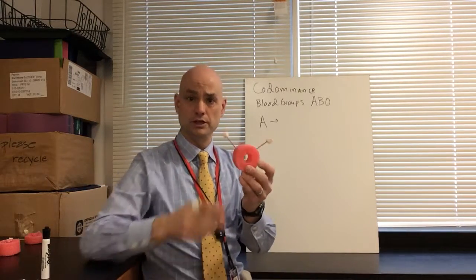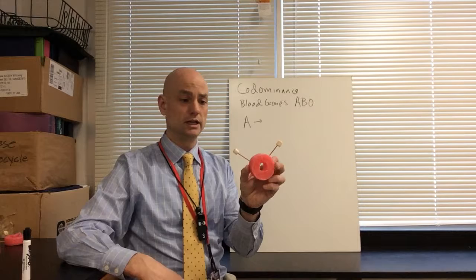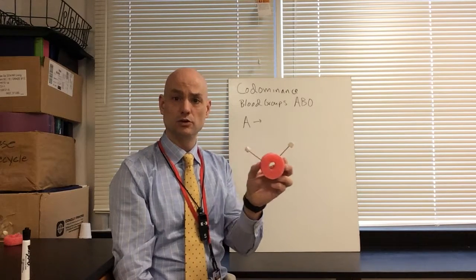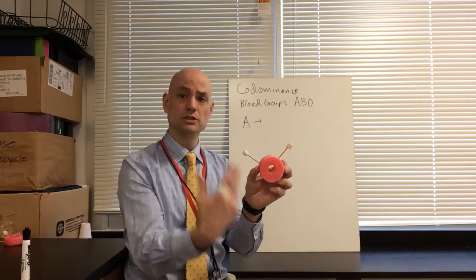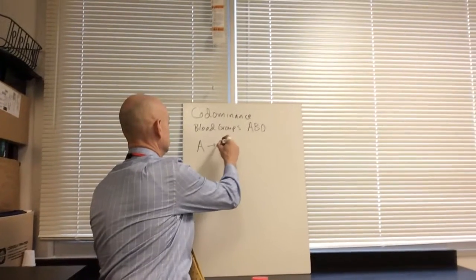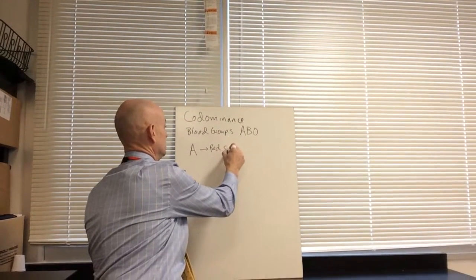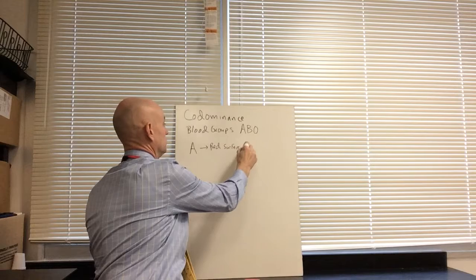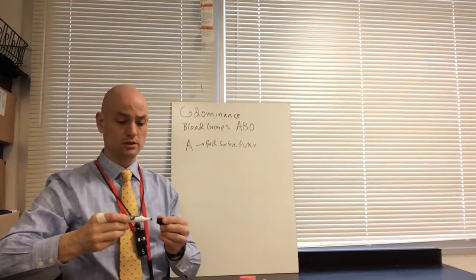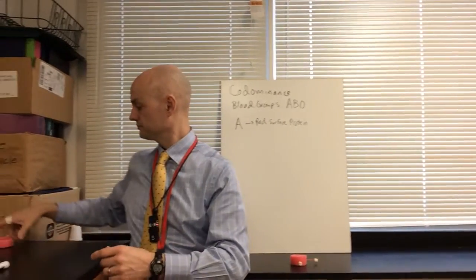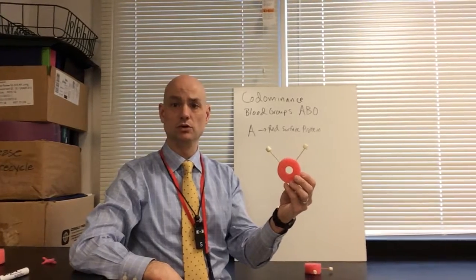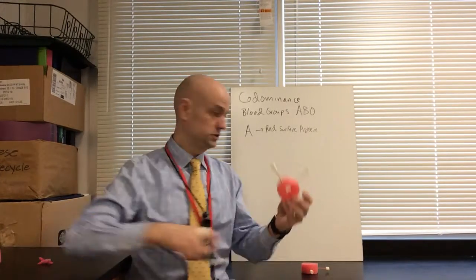So here's an example of a red blood cell, and it's got these surface proteins, which we're going to say is kind of a pink or a reddish color. Okay, so we'll say that's type A. So type A has this red surface protein. Okay, type B has a different one. Type B is kind of a yellow protein.